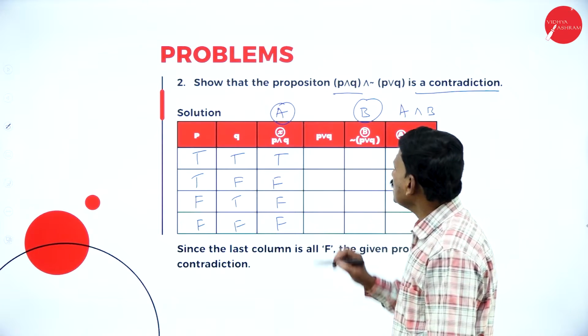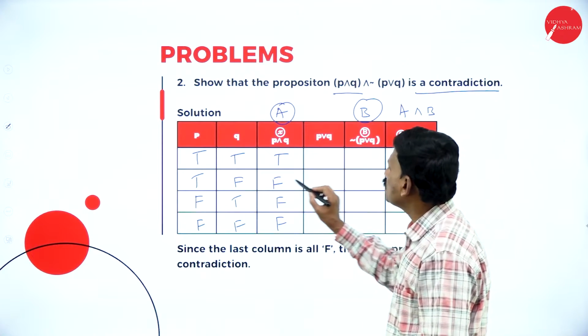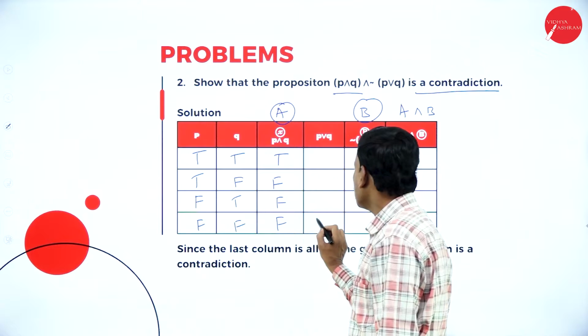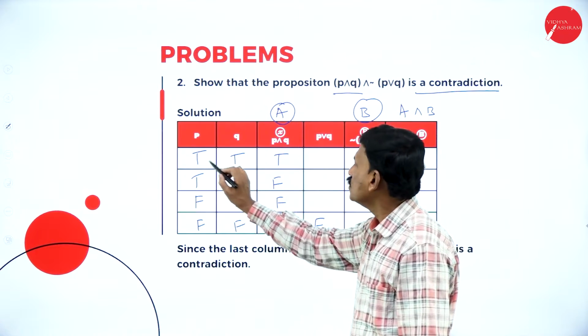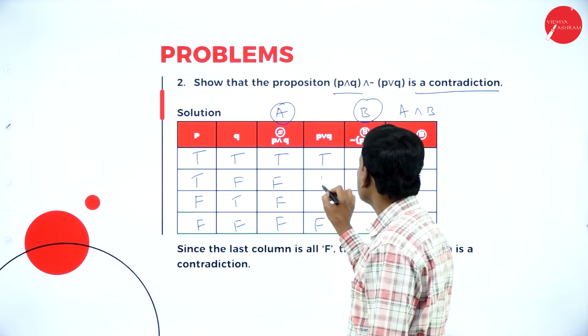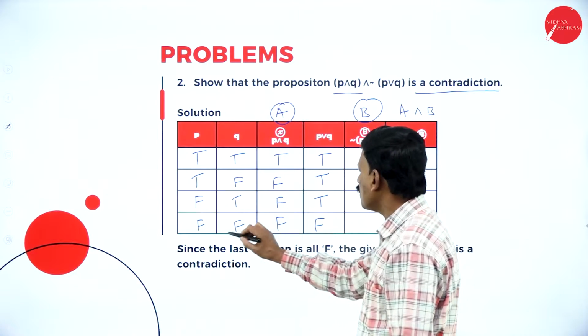Now, disjunction of P and Q. Disjunction is false and false is false. In all other cases, it is true. So, true and true is true. True and false is also true. False and true is also true. False and false is false.